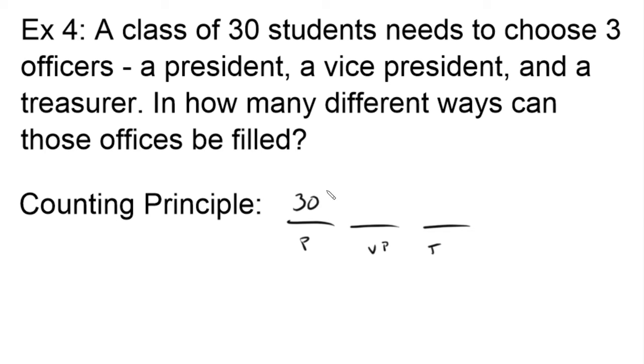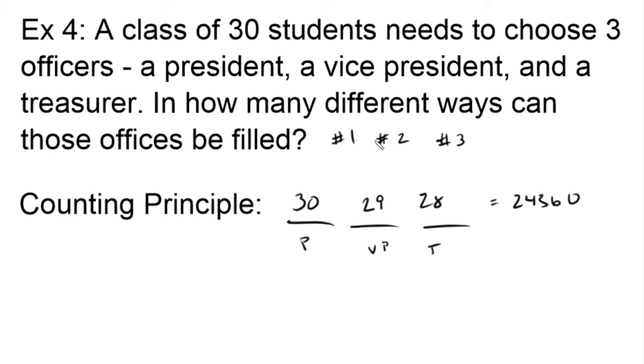There are 30 choices for president. If you chose one, then now there are only 29 choices for VP and 28 for treasurer, giving you a grand total of 30 times 29 times 28, which is 24,360. And you have to ask yourself, how is this a permutation? Here's how, right? Say the students are numbered. Number 1, number 2, number 3, right? Every student has a number.